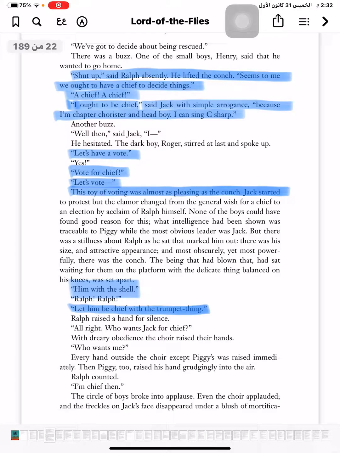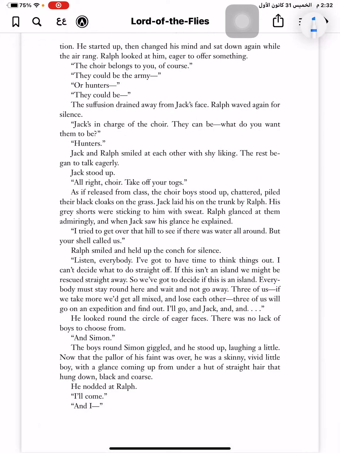But here, let's read something about the idea of the choir boys and what he is going to do with them. "So here, the choir belongs to you." Of course, this is said by Ralph. "They could be the army." The most important word here is the army. Army or hunters. So boys are talking about army or hunters on the island.